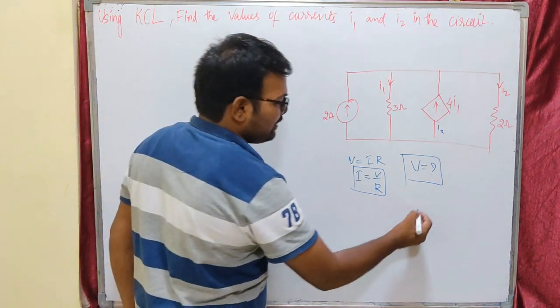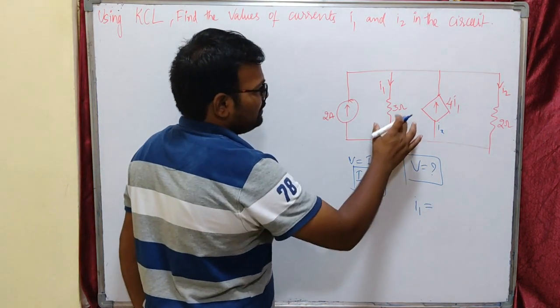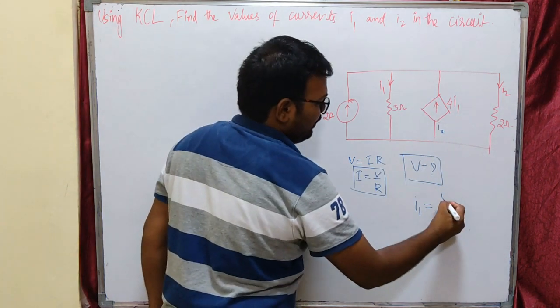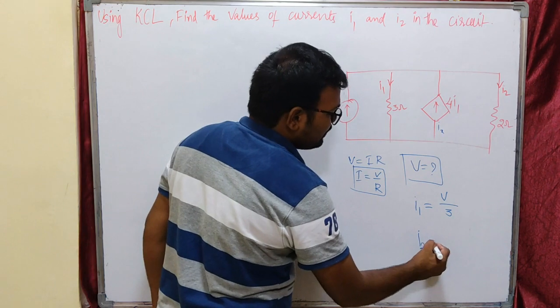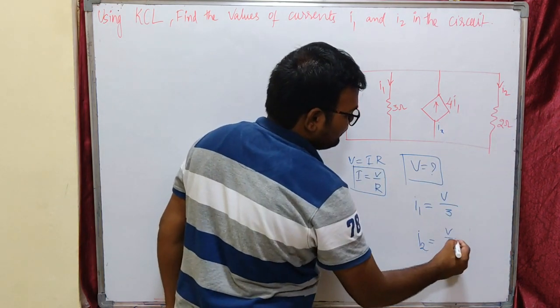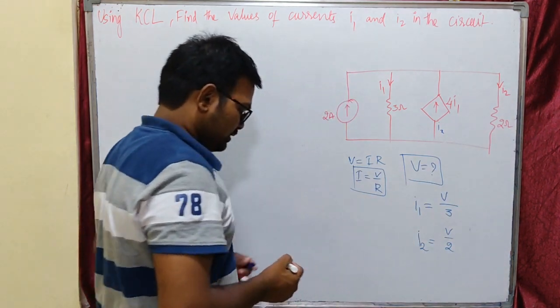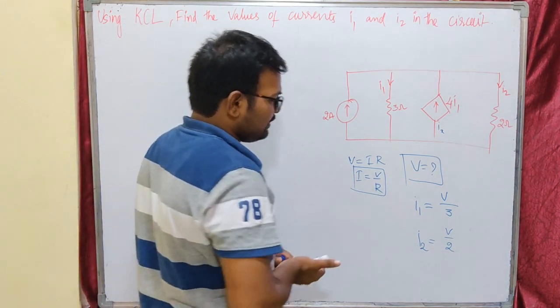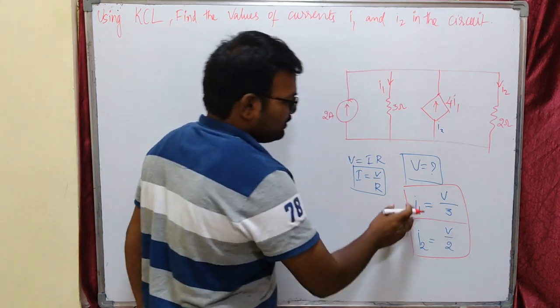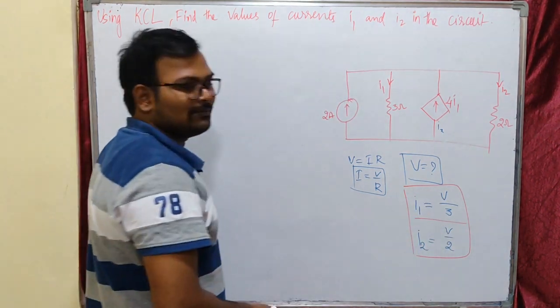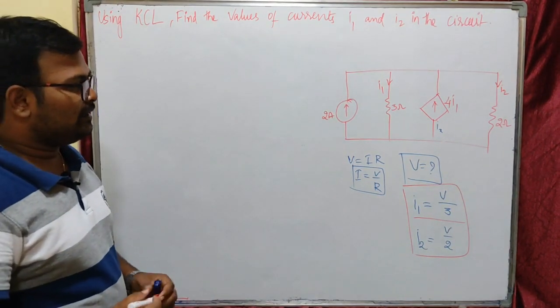So what is I1 here? I1 is the current through the 3 ohms resistor, which equals the voltage across this resistor, V, divided by 3 ohms, and similarly I2 can be written as the voltage across this resistor, V, divided by 2 ohms. One thing you must observe here is that I am writing the voltage as V in both expressions. Why am I writing this? Do you have any idea?